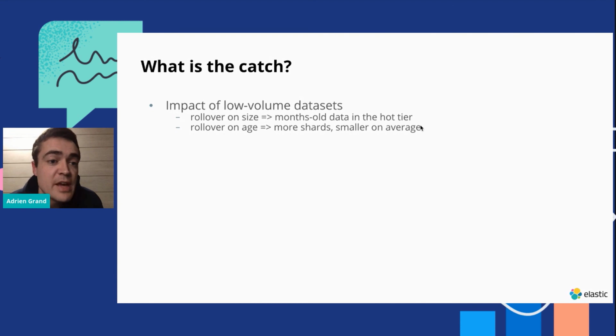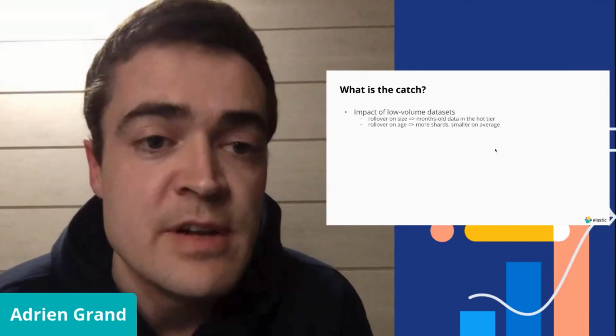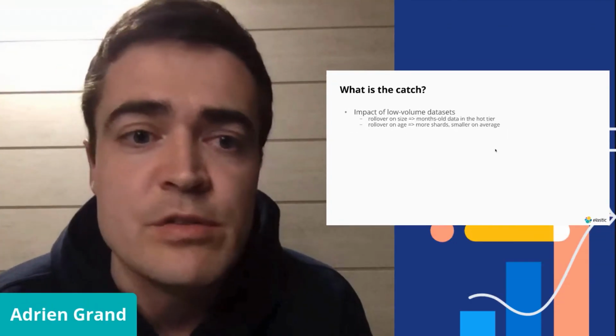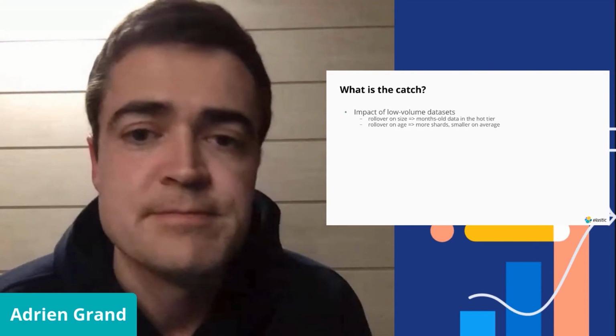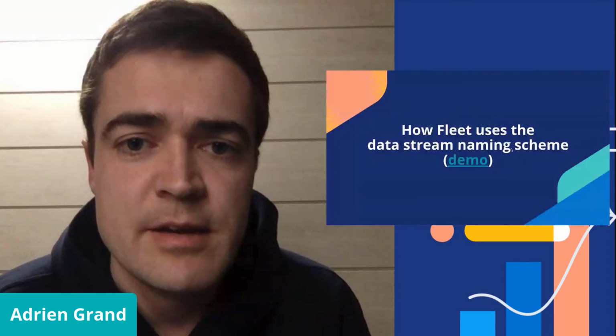Or you roll over based on age, something like let's roll over every 1 day, 2 days, 7 days, but then you're going to end up with more shards that are going to be smaller on average. And Elasticsearch tends to like large shards better than smaller shards. That's the reason why one of the main initiatives in the Elasticsearch team these days is to make Elasticsearch better cope with smaller indices. And that's it.